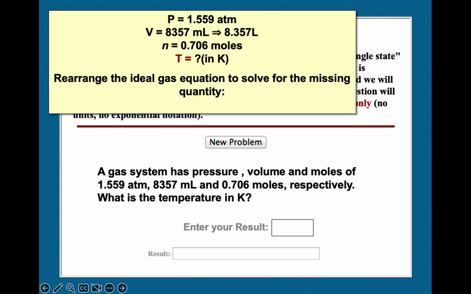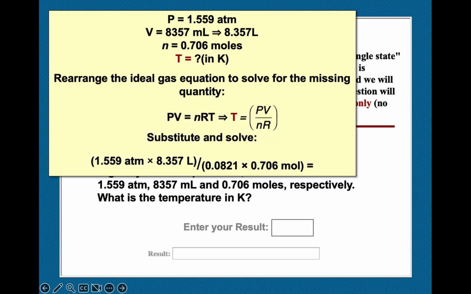All right, so solving for T. PV over nR. We have a pressure. We have a volume in liters. We have R. And we have number of moles. Simply do our math. We're at 225 Kelvin. If we wanted this in centigrade, what would we do? Centigrade plus 273 is Kelvin, right? So centigrade equals Kelvin minus 273.